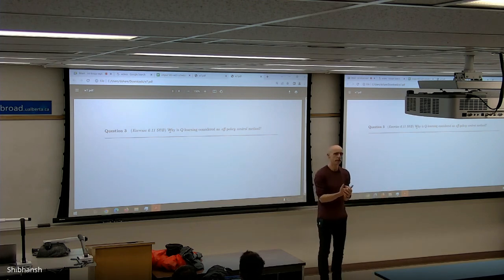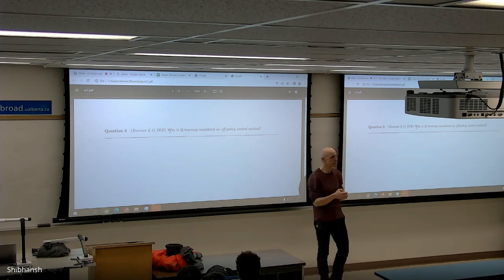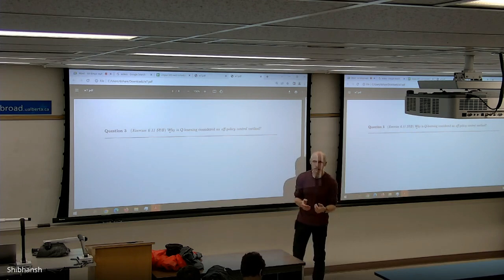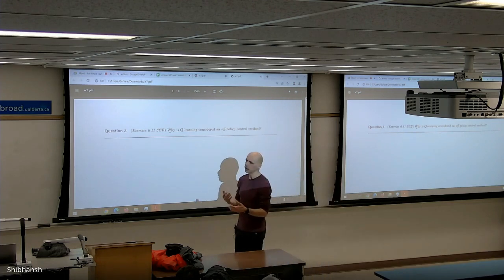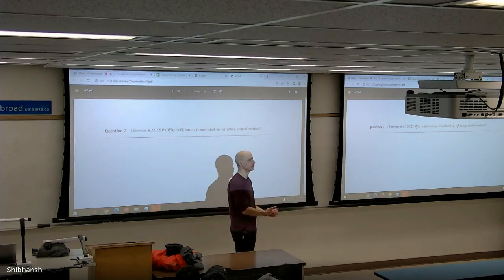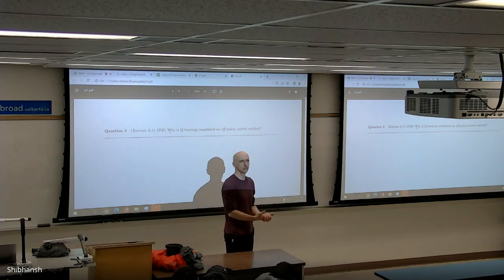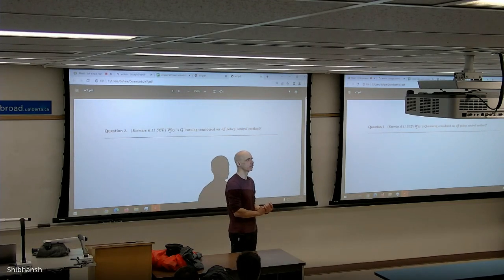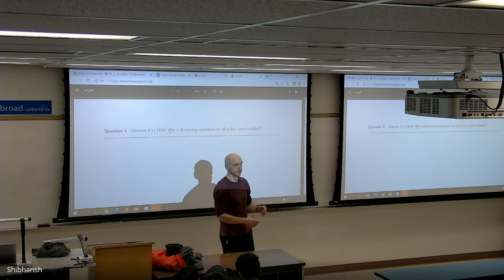So off policy is when you have some data generating mechanism, it maybe follows a policy, and that policy that is being followed is not the policy that you're learning about. So what policy are we learning about in Q-learning? Whose action value function are we learning? Which policy is that? Yes, exactly. We're learning about the optimal policy.